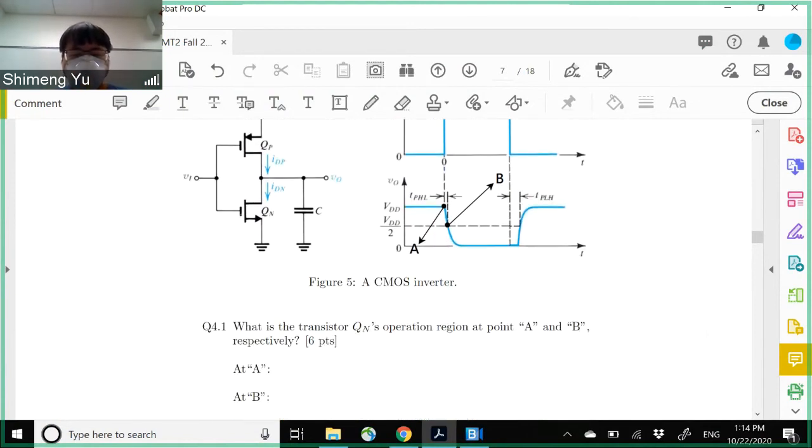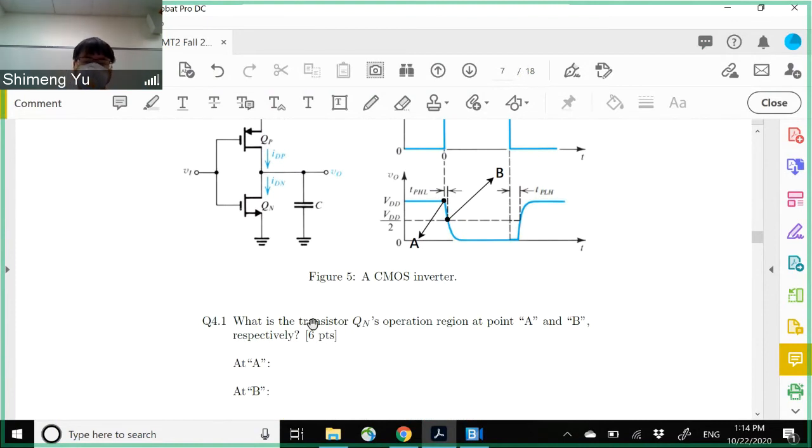Okay, so then let's look at the question. What is the operation region of the transistor QN, the NMOS, at point A and point B? Operation region, you can only choose from cutoff, saturation, and linear, or triode. So you have those options. And at point A, which region?